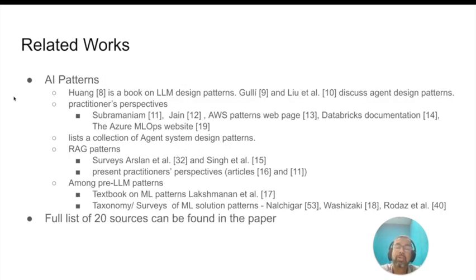There has been a lot of related work on AI patterns, and so there are a lot of articles, etc., from developers and practitioners about AI patterns. There are RAG AI patterns, there are agent AI patterns, and there is a lot of work on pre-LLM AI patterns, etc. So taken together, there are hundreds.